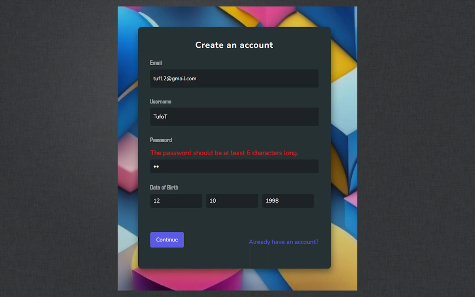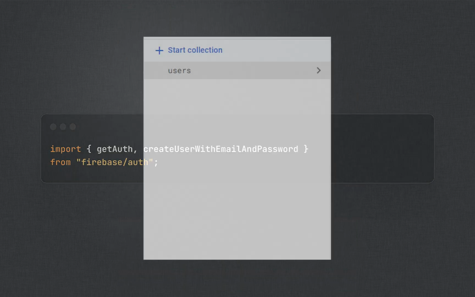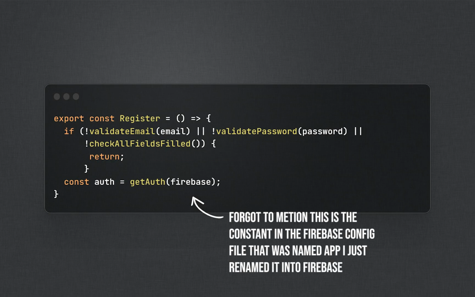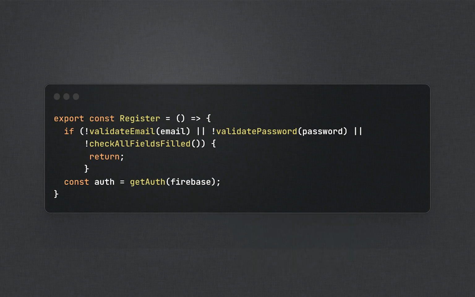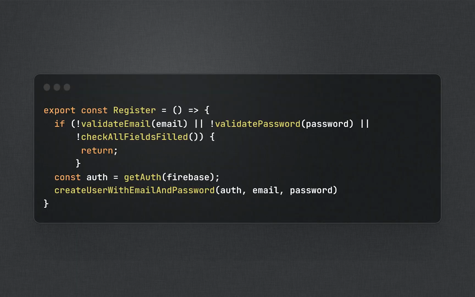With the validation out of the way, let's import createUserWithEmailAndPassword, and create a collection in our Firestore with the name users. Finally, we can move on to writing the logic that lets you register. First, let's retrieve the authentication instance, auth, using getAuth. Then we can use the createUserWithEmailAndPassword function with the auth instance, email and password as arguments. It creates a new user account with the provided email and password.